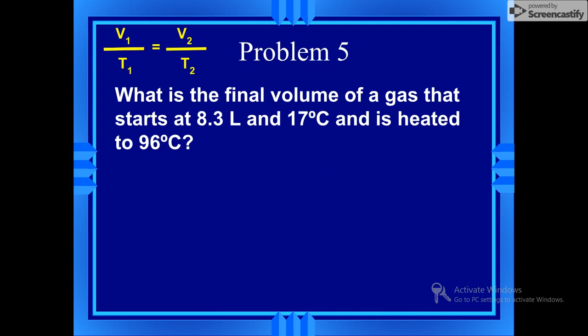So then the next problem, try this one. What is the final volume of a gas that starts with 8.3 liters and 17 degrees Celsius, and is heated to 96 degrees Celsius? Remember, we don't have to worry about our units because we only have liters, only one volume, so it doesn't matter. But we are changing both of our Celsius temperatures into Kelvins. Remember, you do that by adding 273.